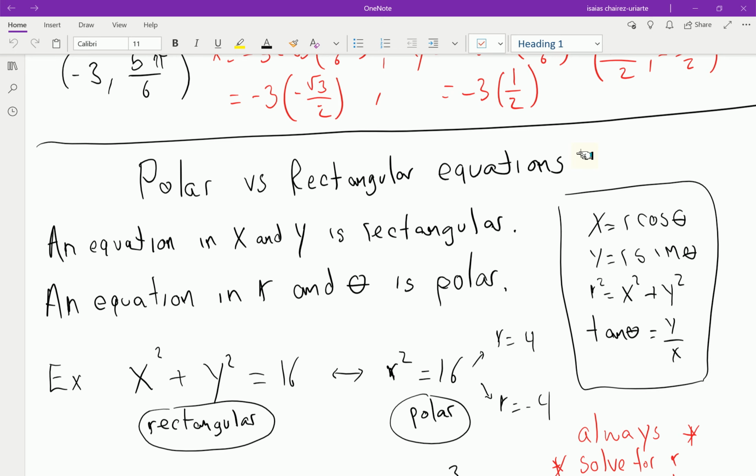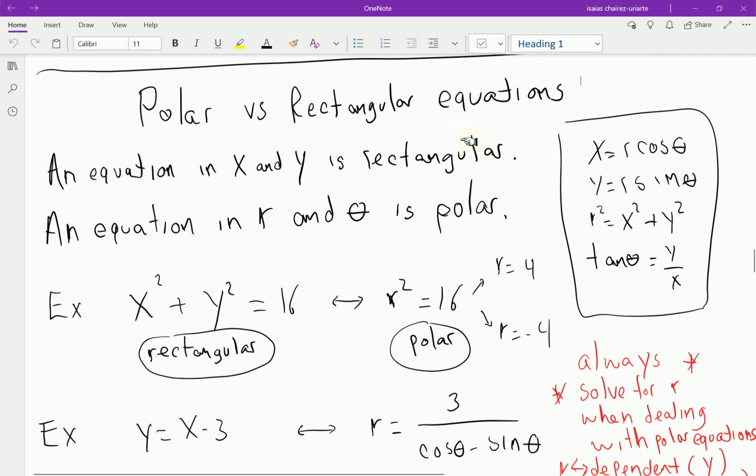Okay, this is part 2 of 8.7. We're dealing with polar coordinates, polar graphs, and polar equations. So we've already played in part 1 with polar coordinates, how to change rectangular coordinates to polar and how to change polar to rectangular. Now let's talk a little bit about polar equations.